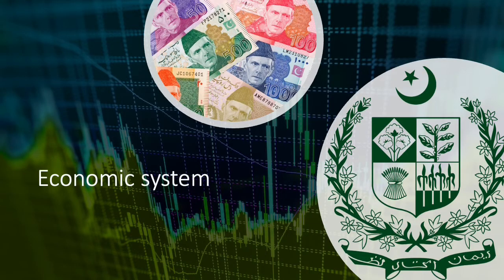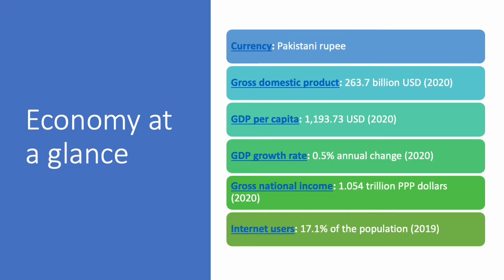Talking about the economic system of Pakistan, the currency is the rupee, and the gross domestic product is $263.7 billion, and the GDP per capita is $1,193, which isn't a very good amount because we are a third world country in regards to our economy.